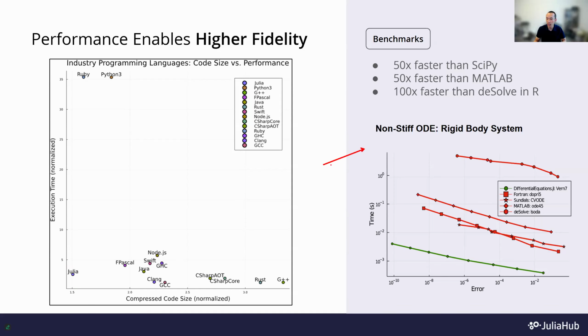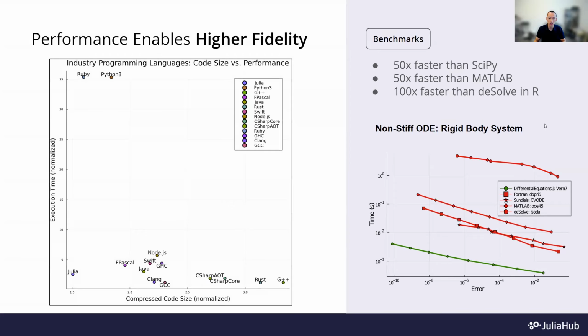On the right side, we have a domain-specific benchmark. We have a rigid body system represented as a non-stiff ordinary differential equation. We can see the Julia implementation in green being compared with a few other implementations in different frameworks: Fortran, Sundials, MATLAB, and others. You can see here that for any given acceptable error level in the solution, the Julia solution converges anywhere from 1 to 2 orders of magnitude faster than its competitors.